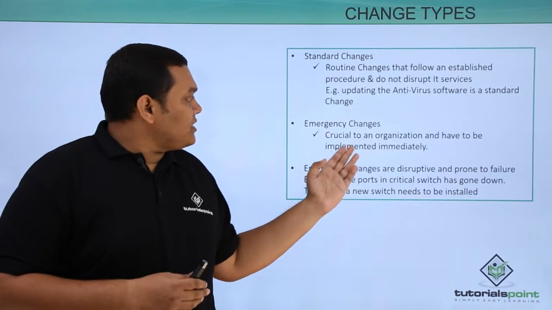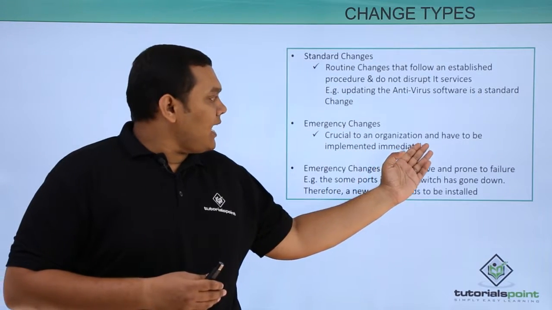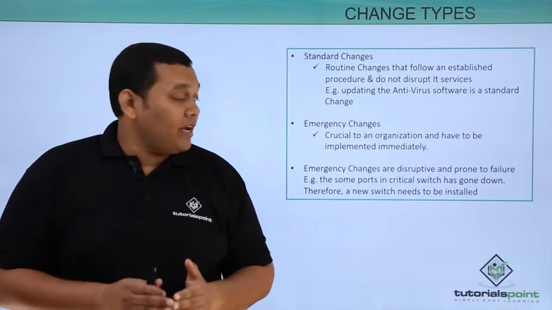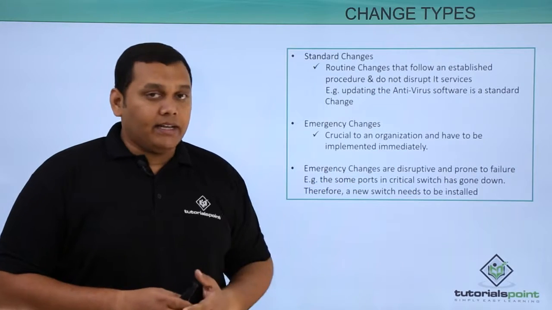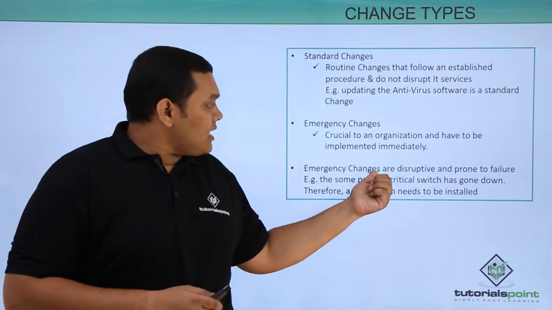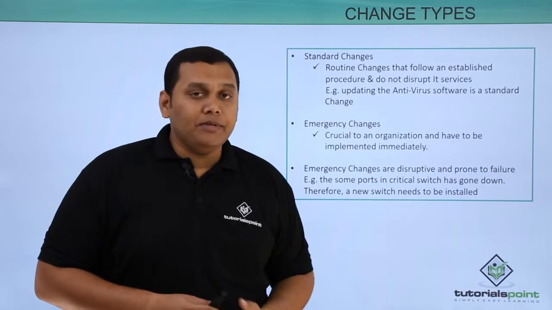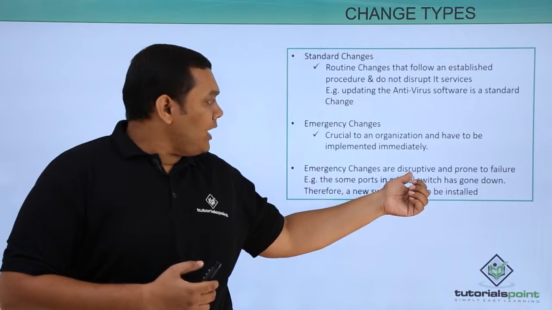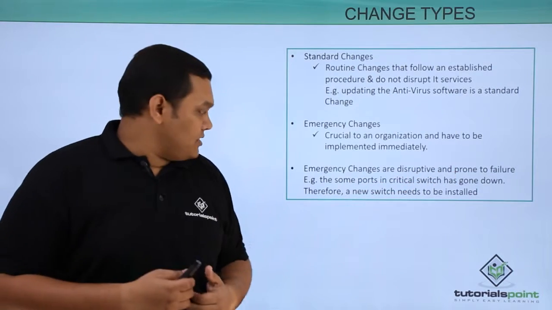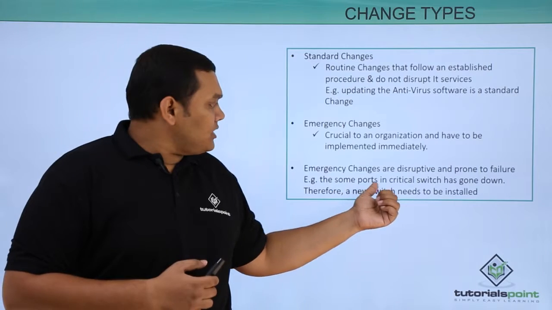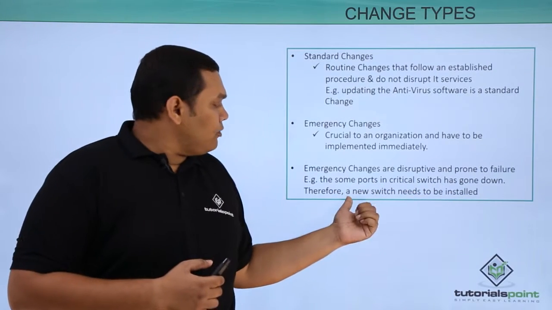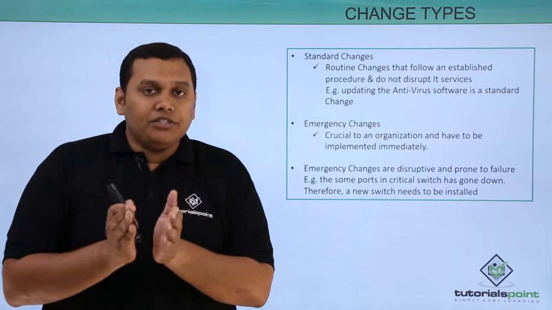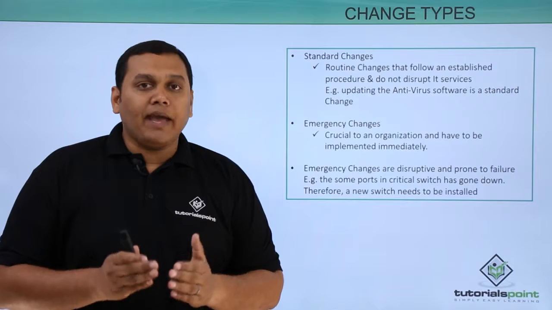Coming to emergency changes, crucial to an organization and have to be implemented immediately. So, it is a crucial change which needs to be made and implemented immediately. Emergency changes are disruptive and prone to failure. That means changes taken immediately based on urgency and impact are prone to failure and also disruptive to other services. Example, some ports in a critical switch have gone down, therefore a new switch needs to be installed. So, this is an emergency change and this should be very crucial based on impact and urgency.